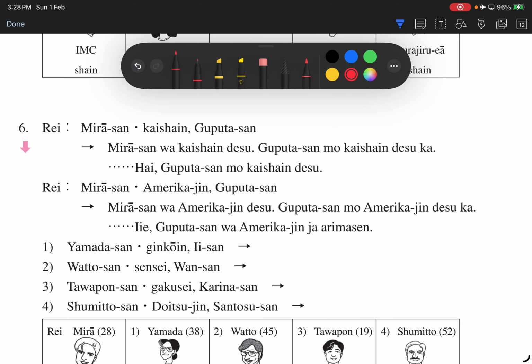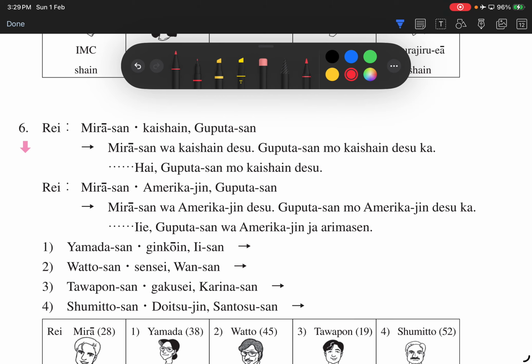Number 6, next section. Right, we have Mira-san is Kaisha-in. Then we're asking about whether Gupta-san is also Kaisha-in. So the question will be Mira-san wa Kaisha-in desu. Gupta-san mo Kaisha-in desu ka? Right, so if Mira-san is Kaisha-in, then Gupta-san is also Kaisha-in. Then you say Hai, Gupta-san mo Kaisha-in desu. So basically you are trying to say that Mira-san is a company employee and Gupta-san is also a company employee. So you're asking a question about Gupta-san, then your reply is Hai, Gupta-san mo Kaisha-in desu.